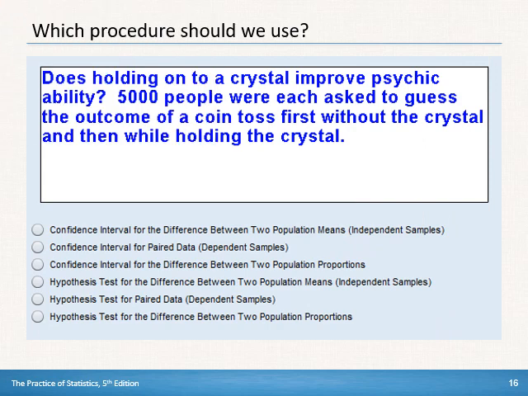Does holding on to a crystal, like a rock, right? A crystal, improve psychic ability? All right, 5,000 people are asked to guess the outcome of a coin toss. First without the crystal, and then while holding the crystal. This one's a little tricky, so pause the video, read through it, and then make a guess at which one it is.